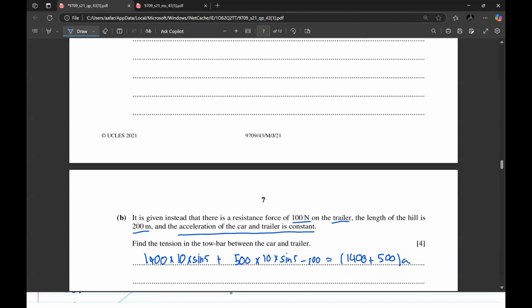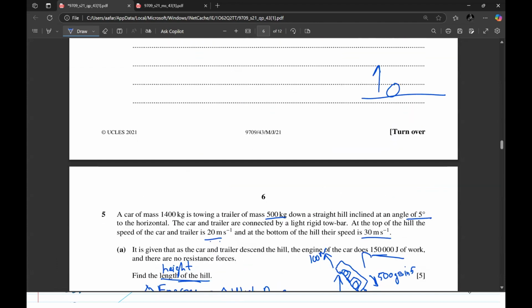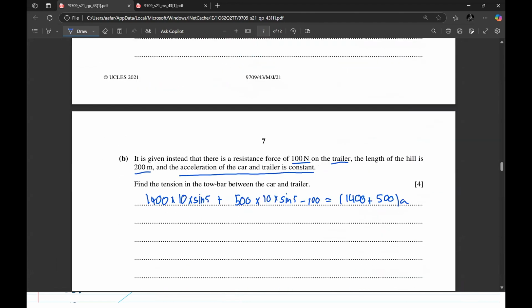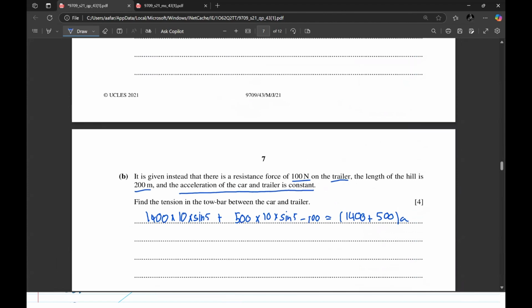That is smaller. We have the initial and the final speed, right? And we have the length as well. So why don't we just use the equation of motion? Why didn't I get that? So we know that 2as is equal to v square minus u square.